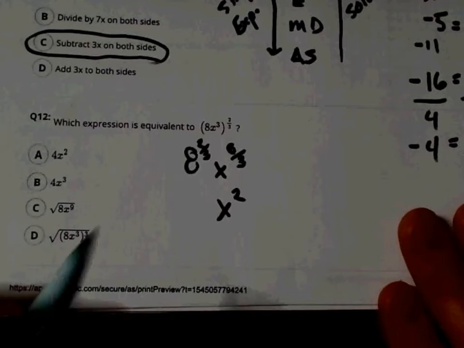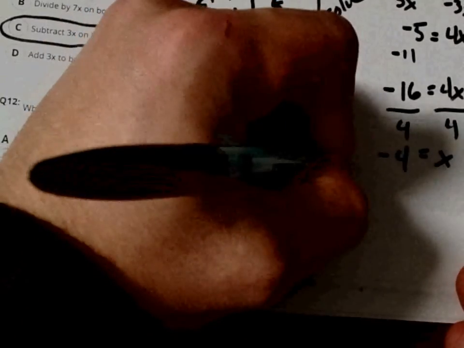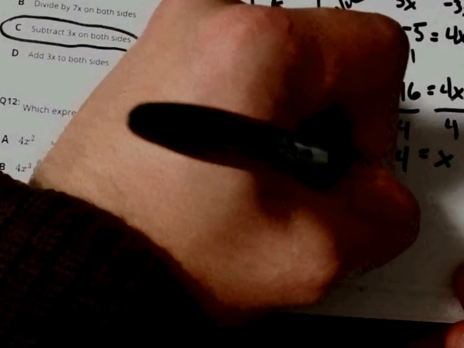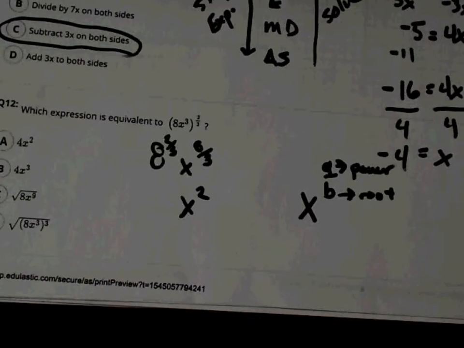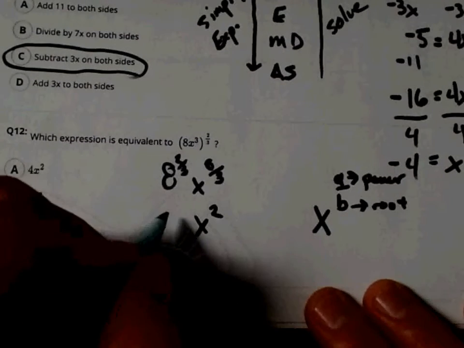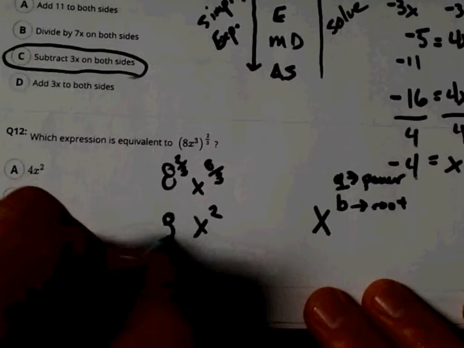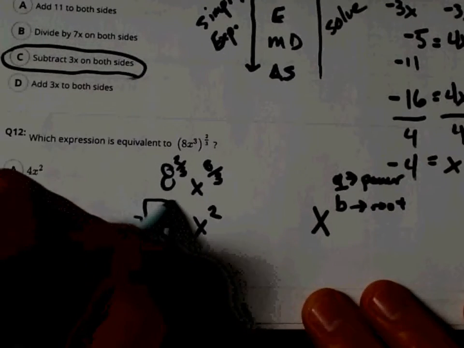Now, do you remember what a fractional exponent did? Here's what a fractional exponent did. Whenever I had something raised to a fraction, the top number was the power, the bottom number was the root. Okay? And so the power on the 8 is squared. The root on the 8 was cubed.